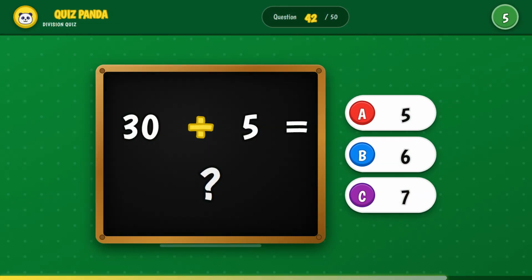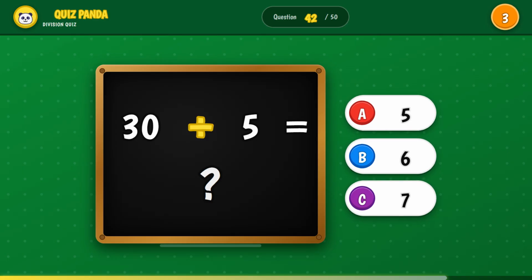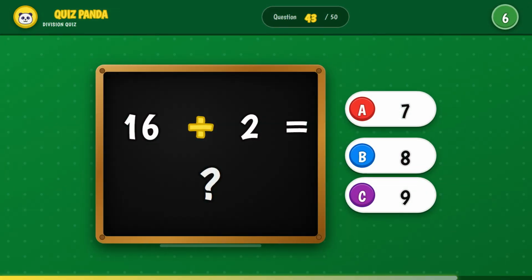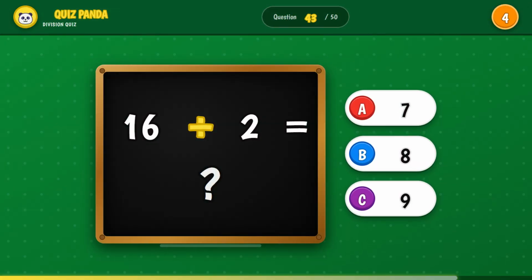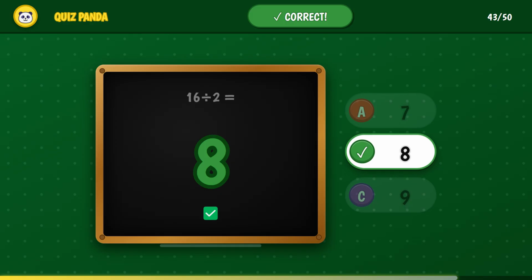Question 42. 30 divided by 5. What's the answer? The correct answer is B, 6. Question 43. What is 16 divided by 2? The correct answer is B, 8.